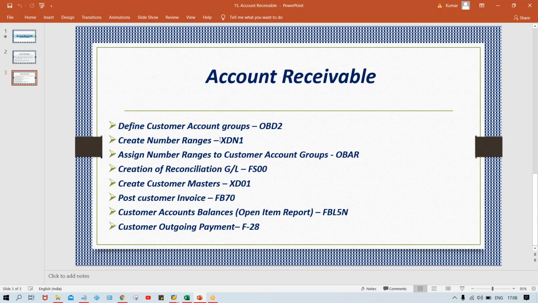So in this session, theoretically I had to explain what account receivable is and all. From the next session onwards, we'll see everything practically. So that's all in this session, guys.